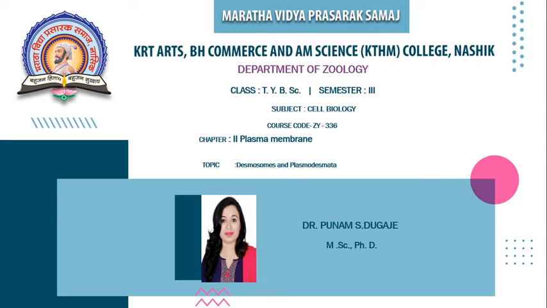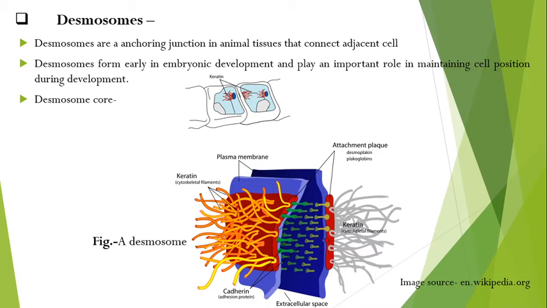Today we will discuss the plasma membrane, specifically desmosomes and plasmodesmata. So see, desmosomes. What are desmosomes? Desmosomes are button-like points of strong adhesion between adjacent cells in body tissues.